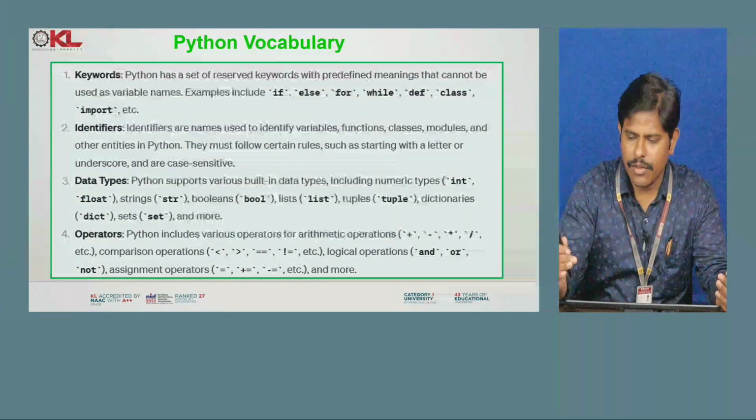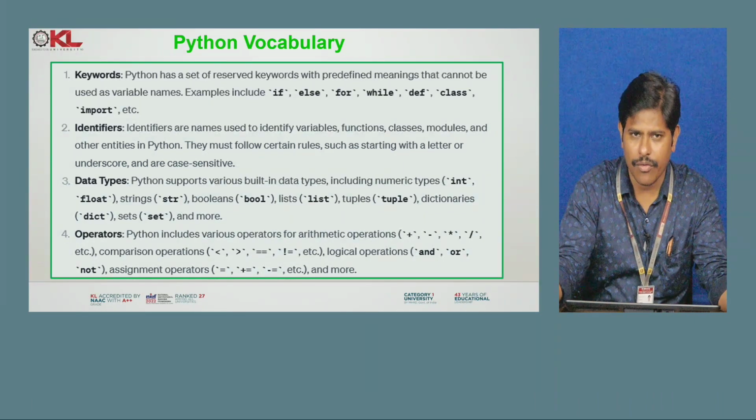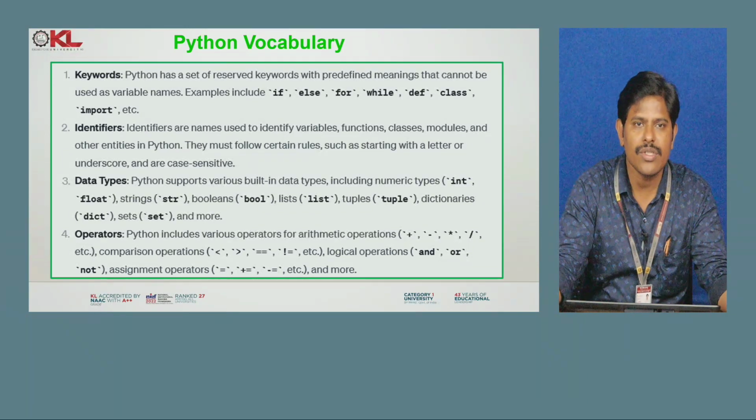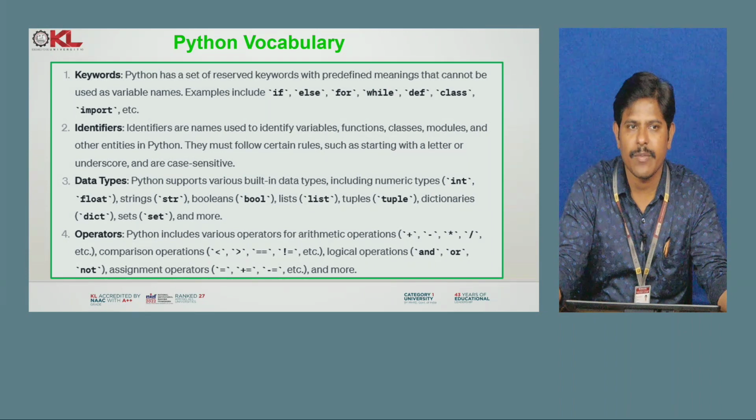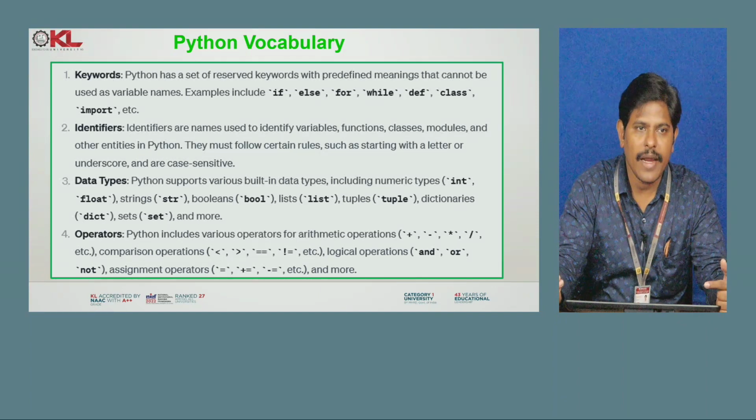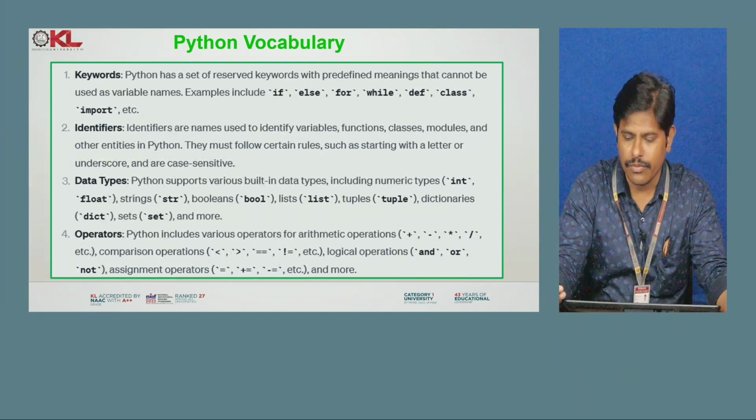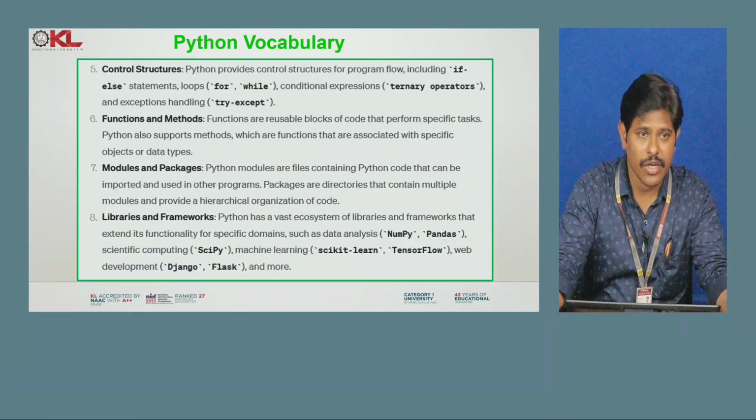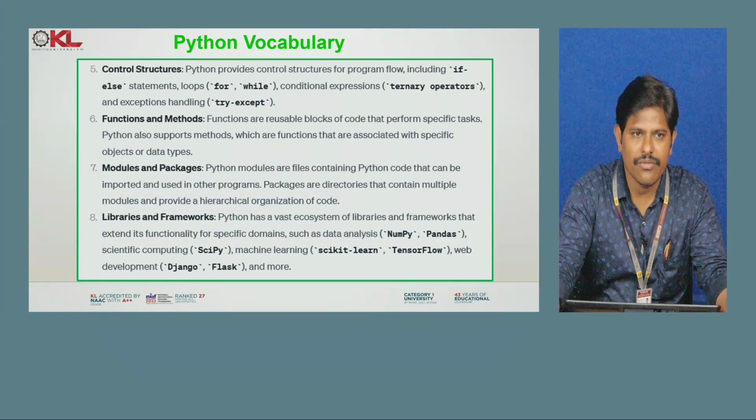When you talk about any language, whether a normal spoken language or a programming language, we have a vocabulary, right? The component system will be there. Python's vocabulary can be classified into eight major groups. You have keywords, identifiers, data types, operators, control structures, functions, modules, packages, libraries, and frameworks.